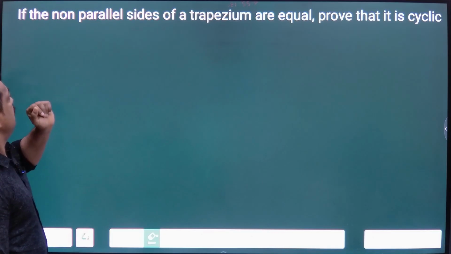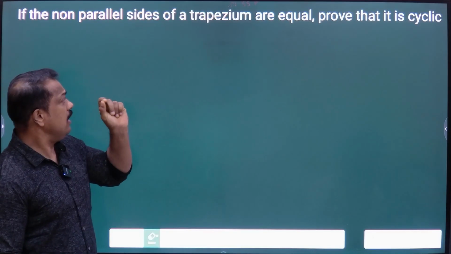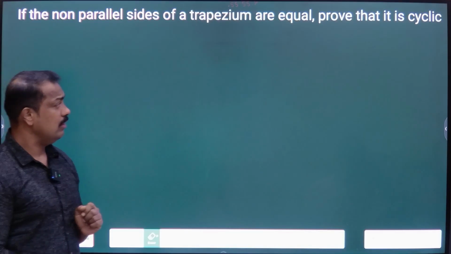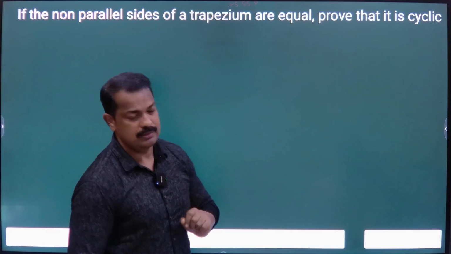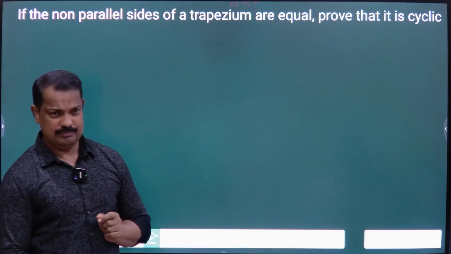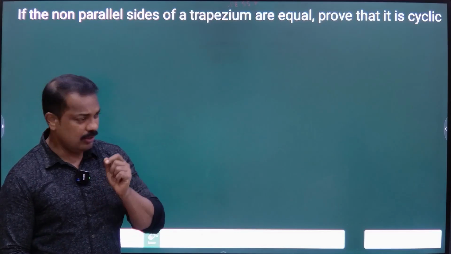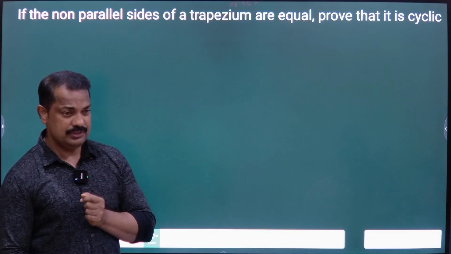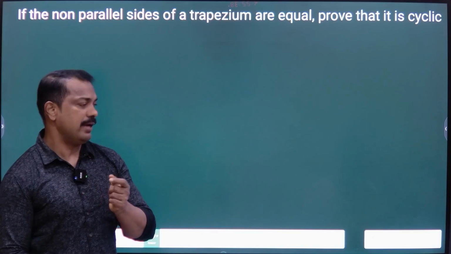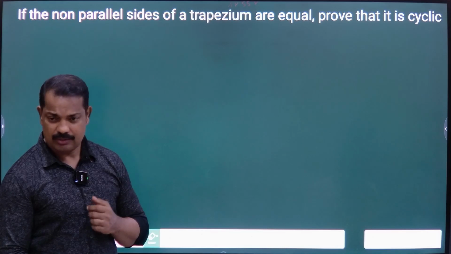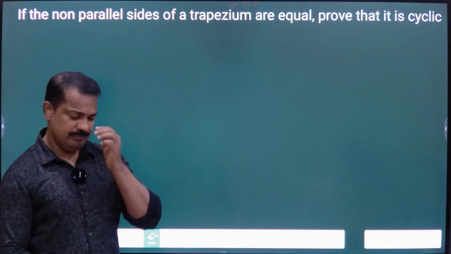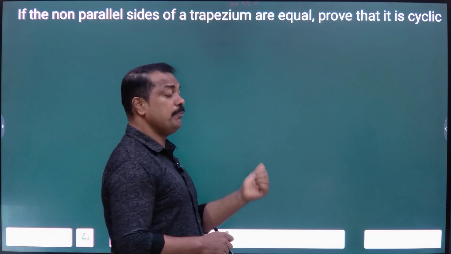If the non-parallel sides of a trapezium are equal, prove that it is cyclic. What is the meaning of trapezium? Trapezium is a quadrilateral in which one pair of opposite sides are parallel and the other two sides are non-parallel. That trapezium you want to prove cyclic.